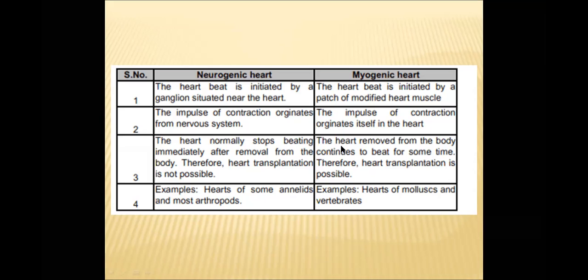But in myogenic cases, the heartbeat is started by the pacemaker or SA node, so even if you remove the heart from the body, the heart will keep functioning for some time. Within this time, if we transfer the heart to another patient, heart transplantation is possible. That's why in some cases heart transplantation is made a success, because of the myogenic heart only. Examples of neurogenic hearts are some annelids and most arthropods. Examples of myogenic hearts are the hearts of molluscans and all vertebrates. So this is about neurogenic and myogenic hearts.